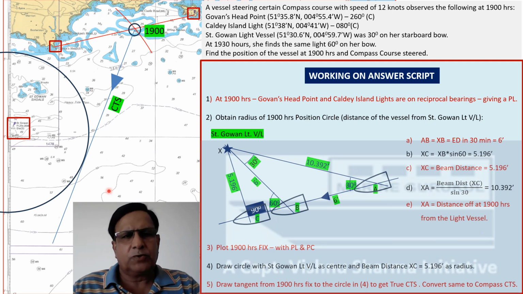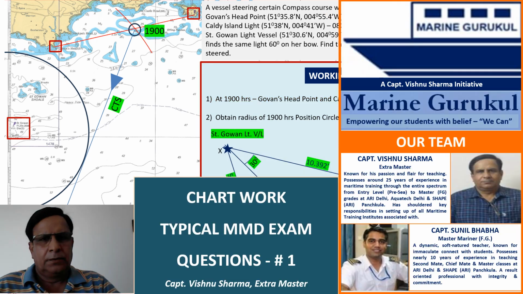Why? Because when the vessel reaches here, the beam distance shall be 5.196 miles. We can read off this course from the compass rose. That will be the course steered, that is the true course. And now it can be converted to compass course. Please remember, the question wants the compass course. So the true course steered read from the chart needs to be converted to compass course.